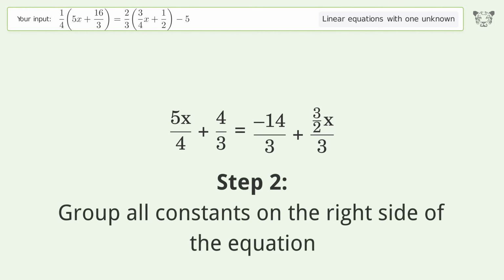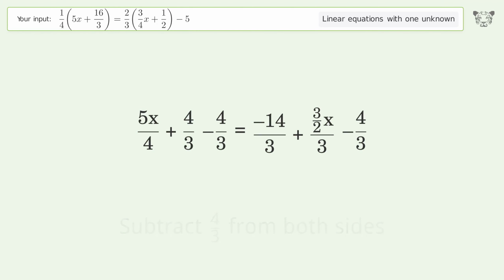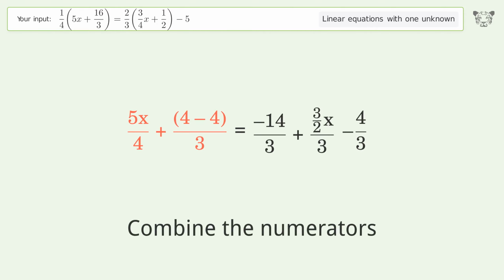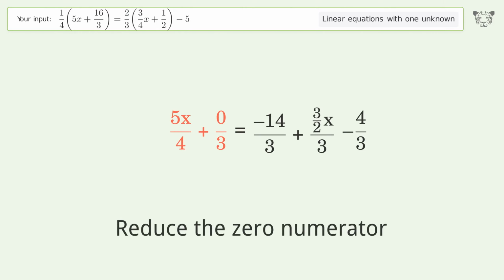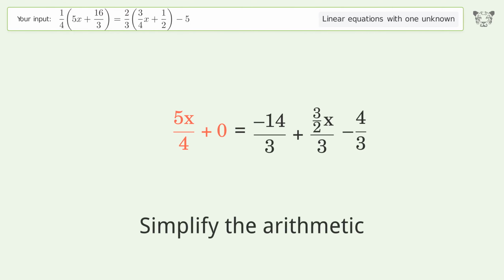Group all constants on the right side of the equation. Subtract 4/3 from both sides. Combine the fractions. Combine the numerators. Reduce the zero numerator. Simplify the arithmetic.